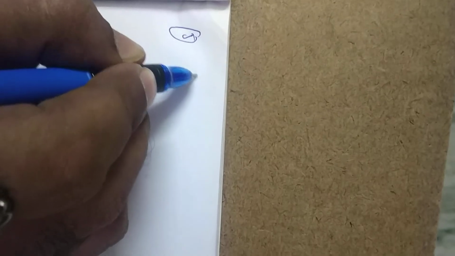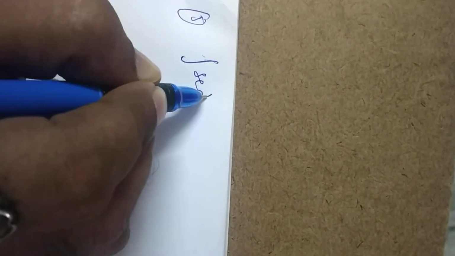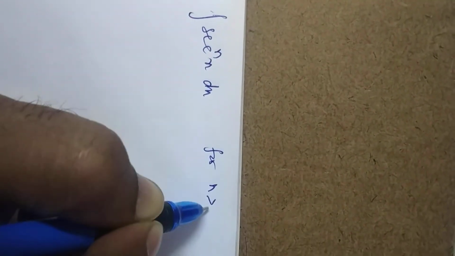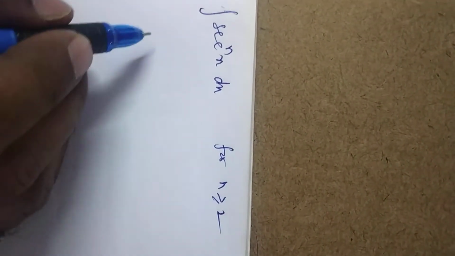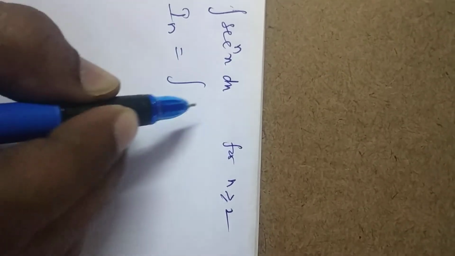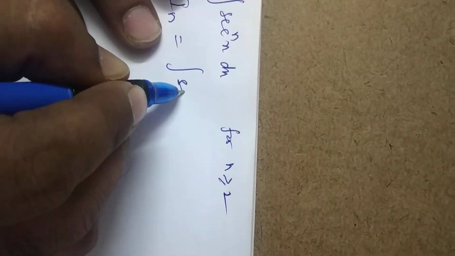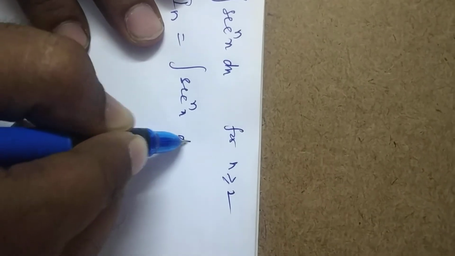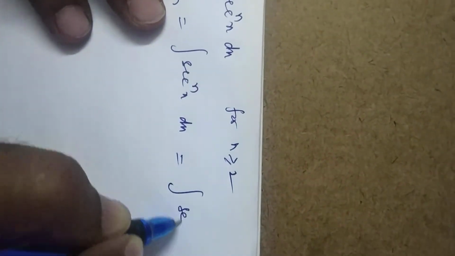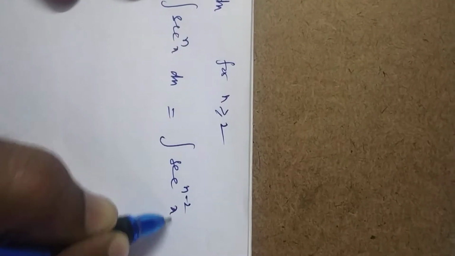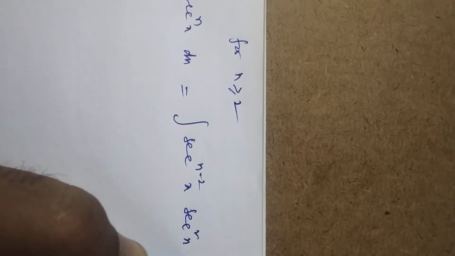So at last, the reduction formula we are going to discuss now. The fifth one, the reduction formula for the integration of secant^n x dx. Here also n is greater than or equal to 2. So let us suppose that I_n is equal to the integration of secant^n x dx, which I will write as secant^(n-2) x into secant square x dx. So I am going to apply the by parts formula here directly.